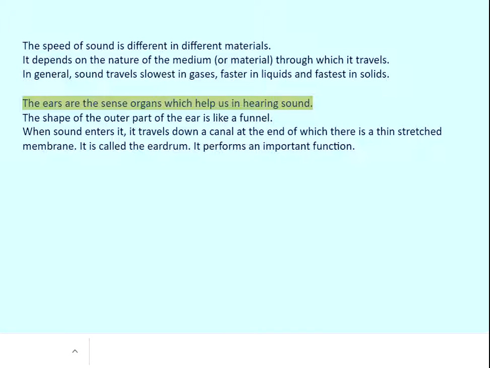The ears are the sense organs which help us in hearing sound. The shape of the outer part of the ear is like a funnel. When sound enters it, it travels down a canal at the end of which there is a thin stretched membrane. It is called the eardrum. It performs an important function.